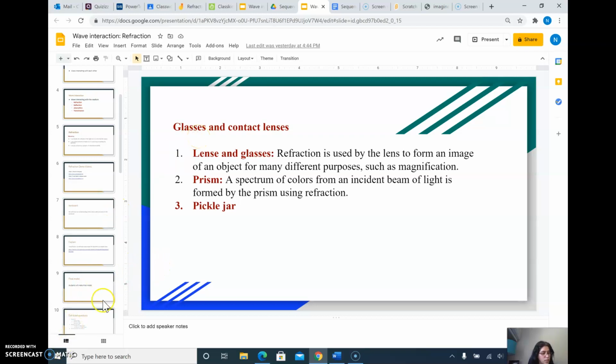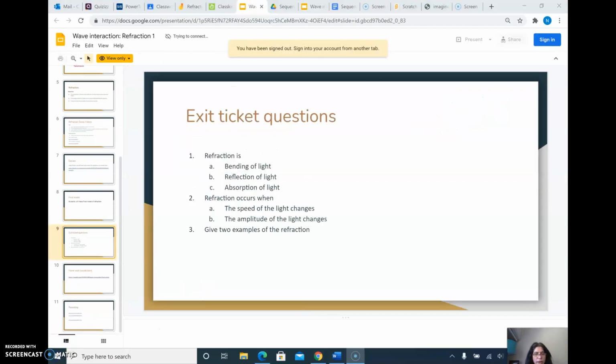Okay, so now I have only 3 questions to ask you guys before ending the class. What is refraction? Is it the bending of light, reflection of light, or absorption of light? Good. The bending of light. Very good. Refraction occurs when the speed of light changes or the amplitude of light changes. Awesome job. The speed of the light changes. Can you give 2 examples of refraction? Diamond, that's right. Rainbow, perfect. Keep giving, yes, good job. You remember everything. Yes, you can see more examples in your surroundings.